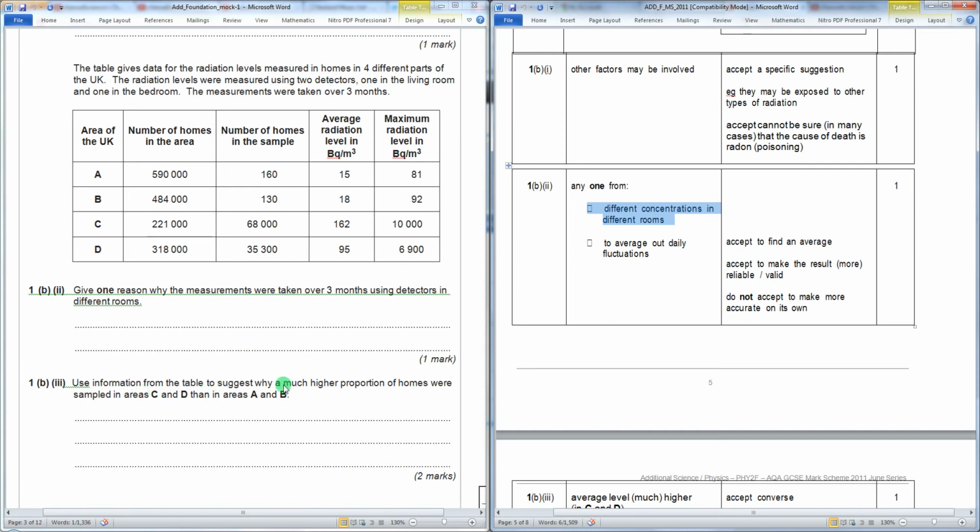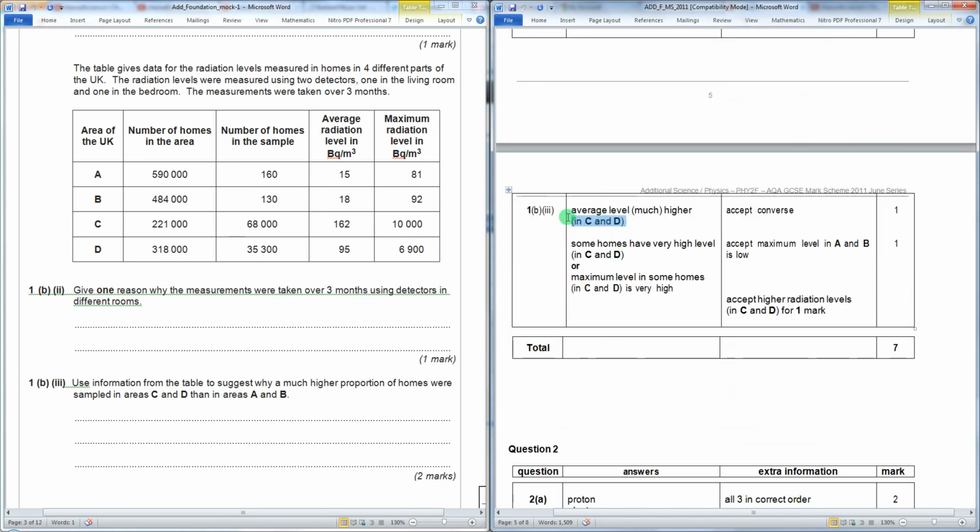So suggest, using information from the table, why a much higher proportion of homes were sampled in areas C and D than in areas A and B. Well, if we're looking at risk from radon and you look at areas C and D, you can see that the average radiation levels are much higher. So that's the first point. Okay, the average level's much higher in C and D. When it says accept the converse, that means it's fine if you said the average levels are much lower in A and B. So that's the average level.